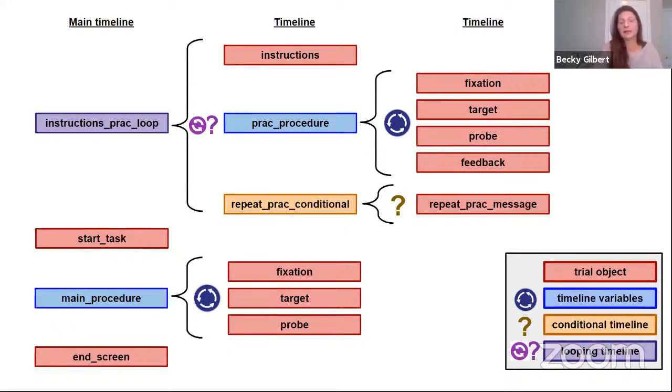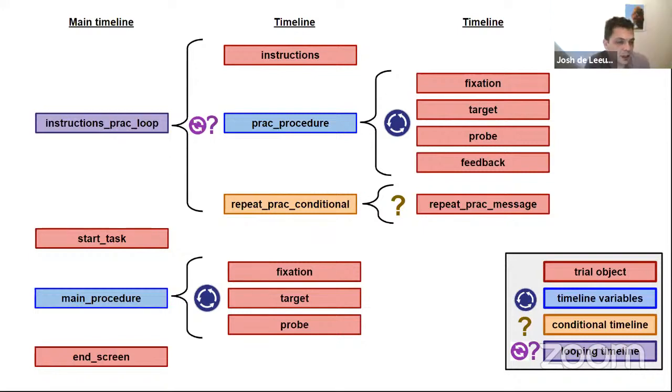Hopefully that gives you an idea now about how you can use these things. Like I said, they are very flexible, so you can do all sorts of things inside of these conditional timelines and loop timelines, and that can hopefully help you make a more dynamic experiment where you can change the way the experiment actually runs depending on things that are happening in your task that you can't know in advance. Can I add one quick thing?